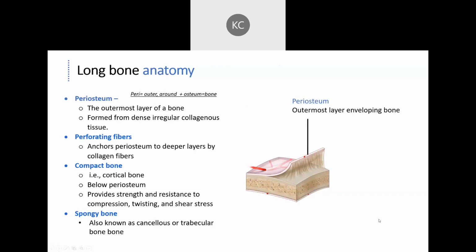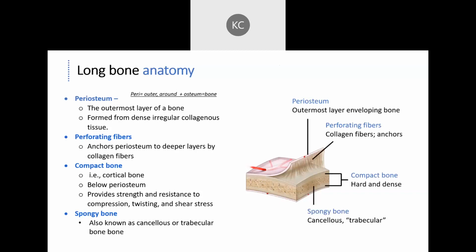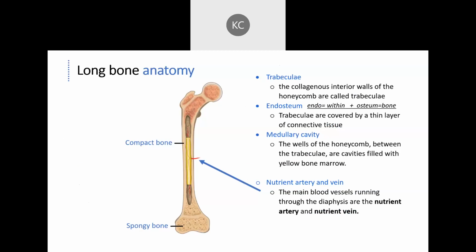All right, so there's the periosteum as we said. There's perforating fibers, there's the compact bone, and then there's the spongy bone right in the middle. So if we look here at our long bone, we can see the trabeculae. The trabeculae are these outer regions way out here, in these regions called the epiphyses, that make up the ends of the bones.